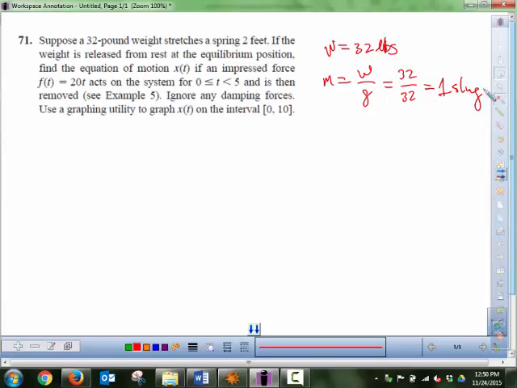The weight stretches a spring 2 feet. What does that piece of information do? It's a spring constant, right? So spring constant. And then I think it's just 2, right? Do we need to do Hooke's law?